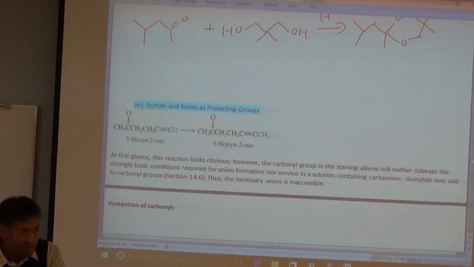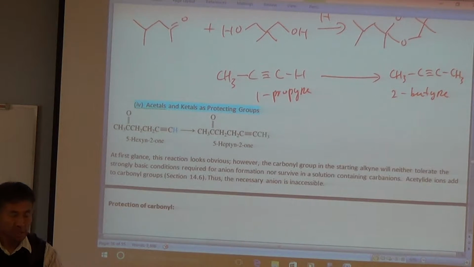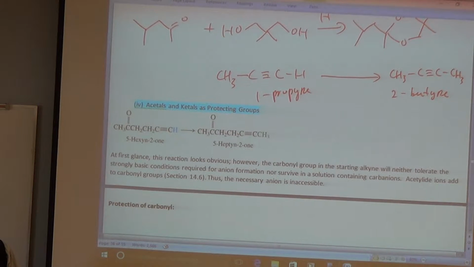So if you don't have that ketone, if you start with this, let's say this alkyne, right? And this is H, you want to produce this, so this is propyne. Unless you want to produce 2-butyne, the CH3, C triple bond C and CH3. You remember what you do to this to finish this process?